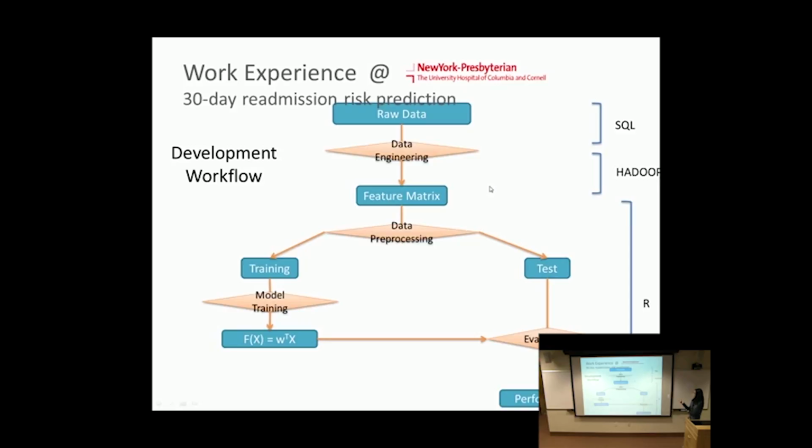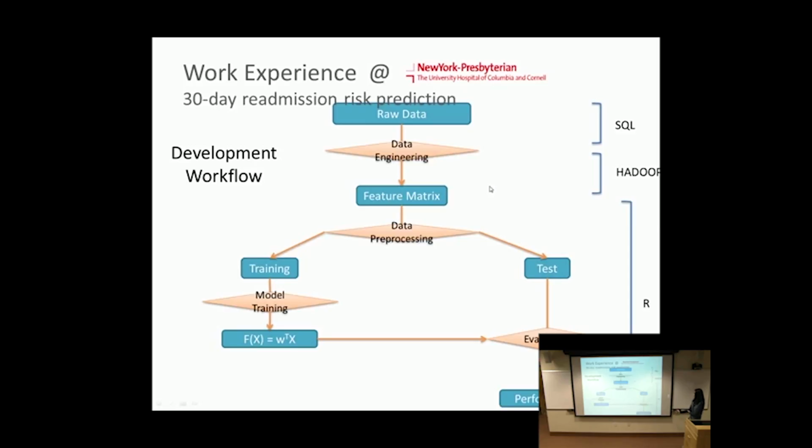So once you finish all those data pre-processing and data engineering steps, you have the feature matrix merged, and then you can start another step of data pre-processing. You partition the data into training and testing. For training, you cross-validate the model and pick the one with the best performance, and you evaluate the model performance on the holdout set. And finally, you get the performance, and all this modeling was done in R. So that was the workflow for model development.